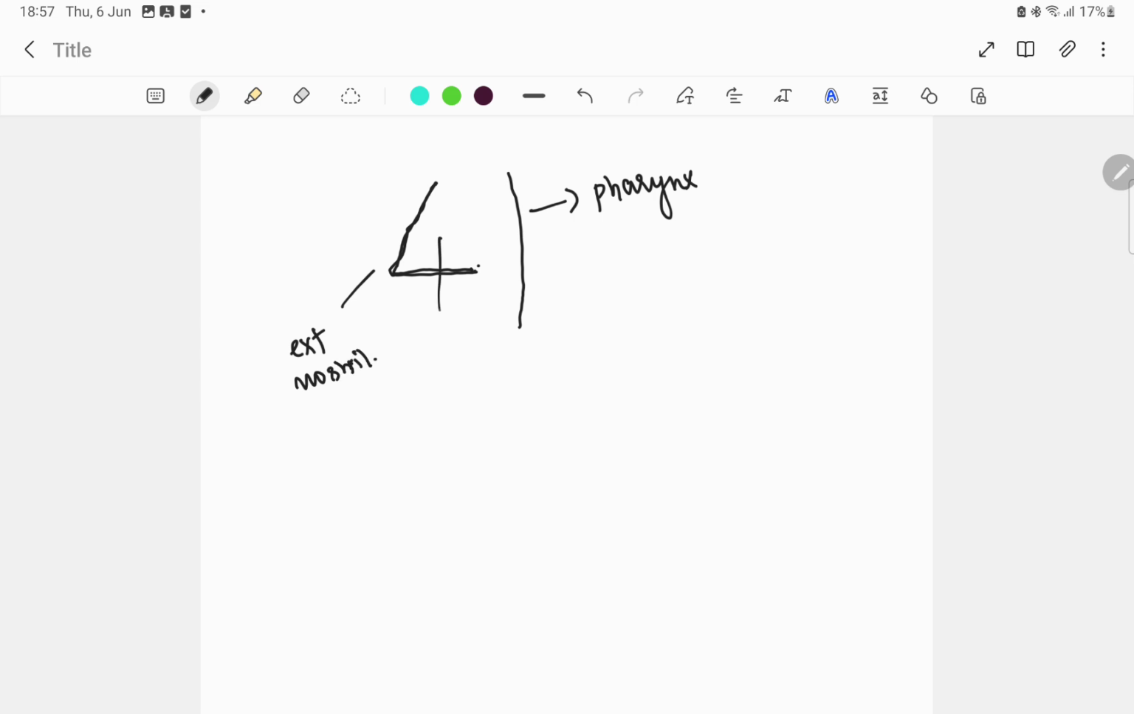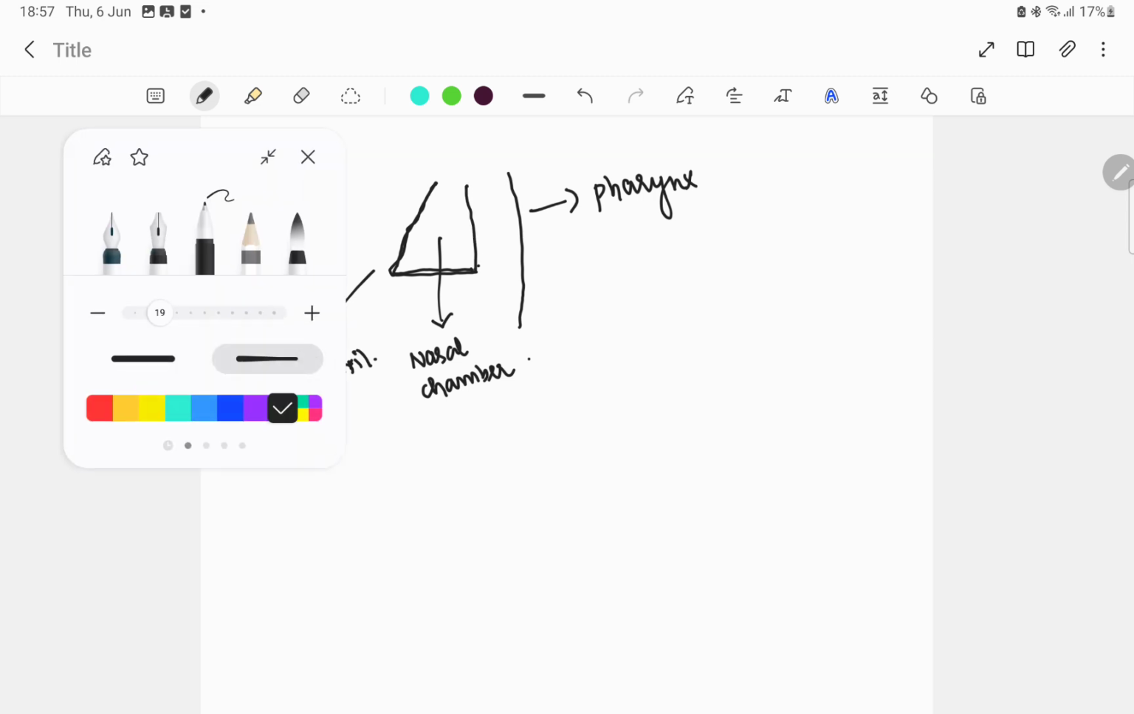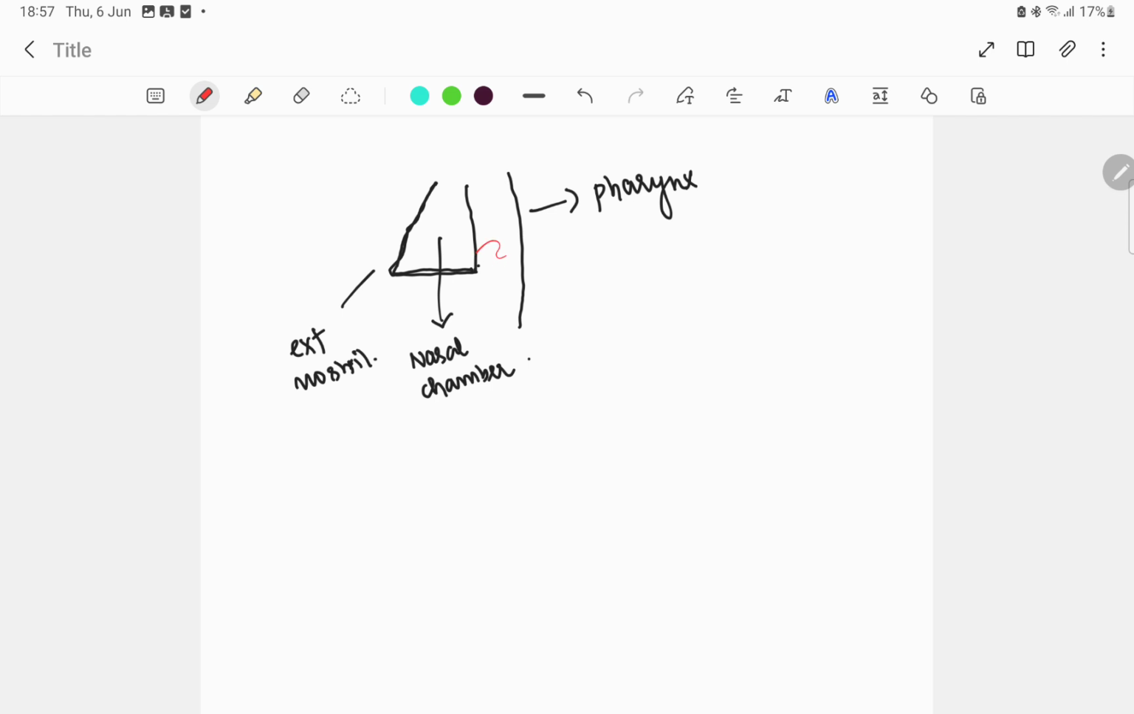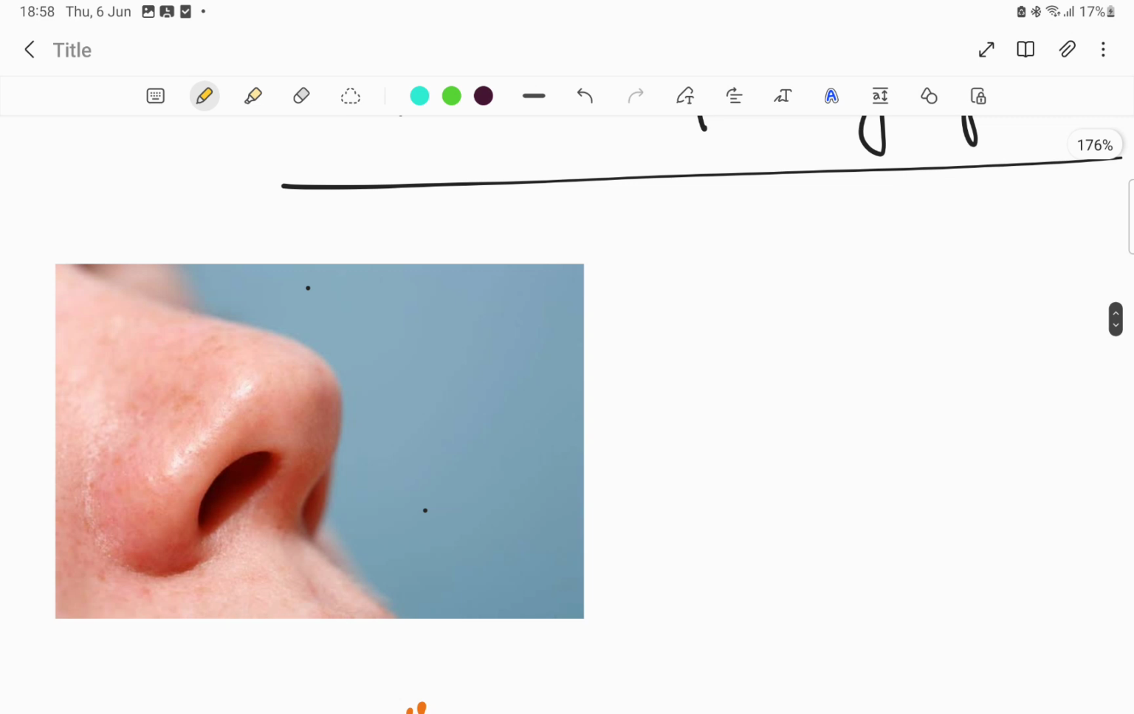This entire chamber is called the nasal chamber. The entire nose is called the nasal chamber or nasal cavity. Here one more opening is there. If there is an external nostril, then there is another structure called the internal nostril. This is the internal nostril. So the nasal chamber is connected to the nasopharynx via the internal nostril. Now we will trace the air entry. Air enters via the external nostril, then the nasal chamber, then the internal nostrils, thereby reaching the nasopharynx.